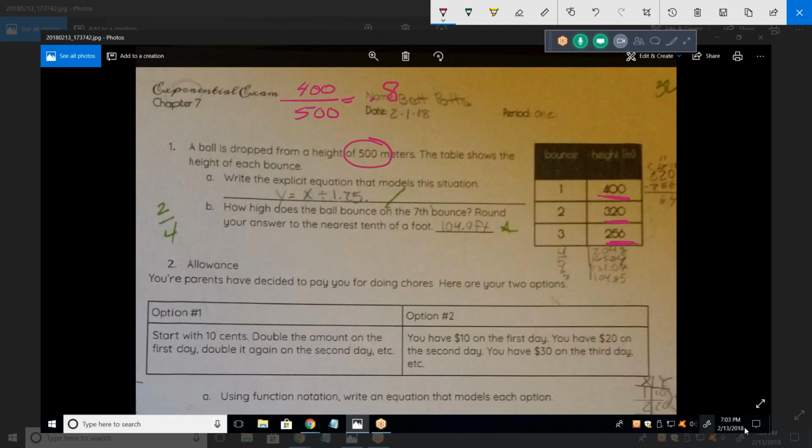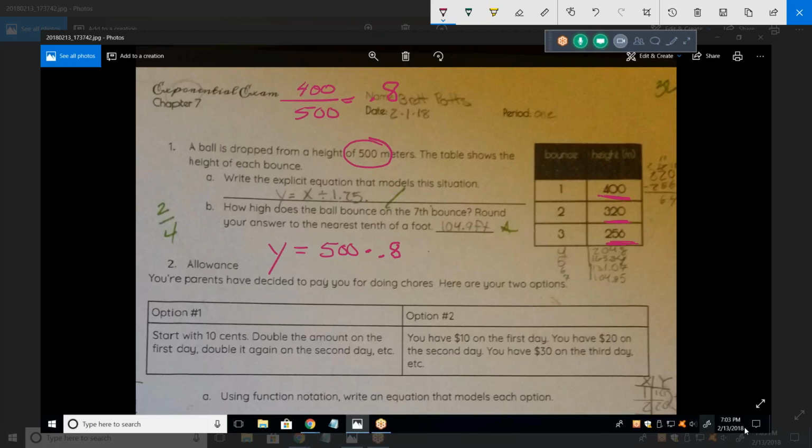Now, the way you did this is okay. It's going to give you the correct number. But what if they'd said, what is the 77th bounce? It would have been awfully hard to do it that way. So what is an easier way to express it? How about if we take the starting distance and we multiply it by 0.8?